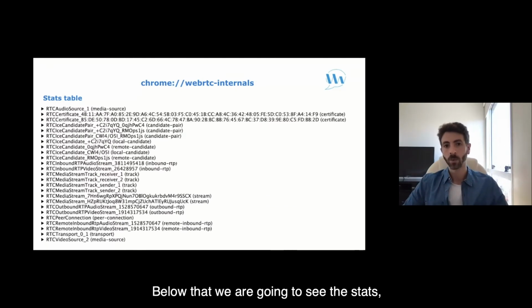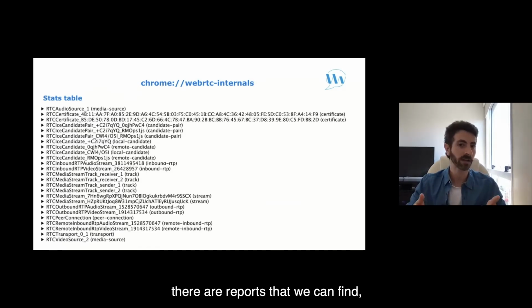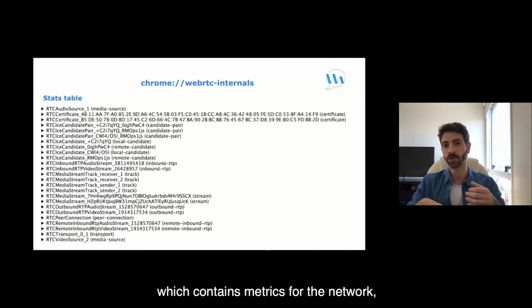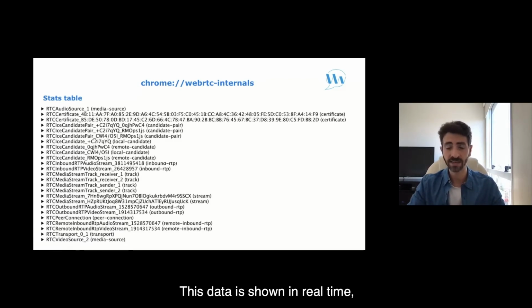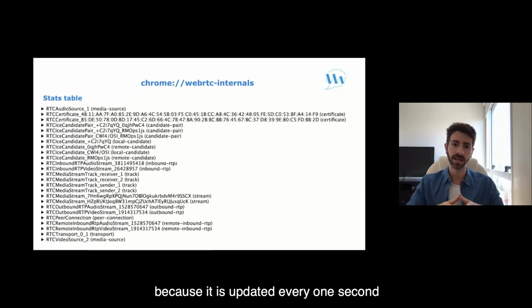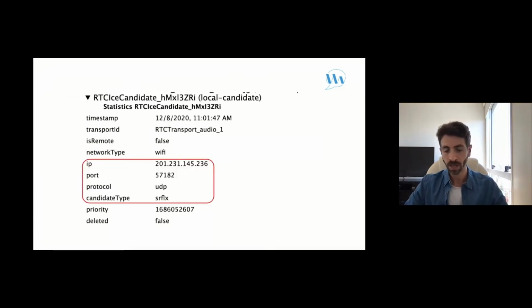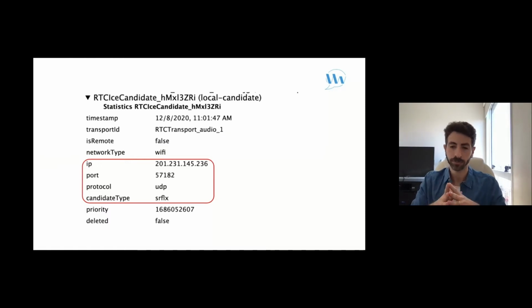Below that, we are going to see the stats, which are the reports that we can find basically by calling the getStats API, which contains metrics for the network, for the tracks, and from the RTP media streams. This data is shown in real time because it is updated every 1 second by calling the getStats API. So let's see an example of a report.